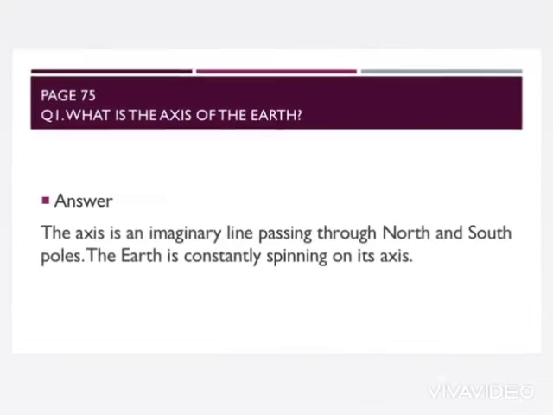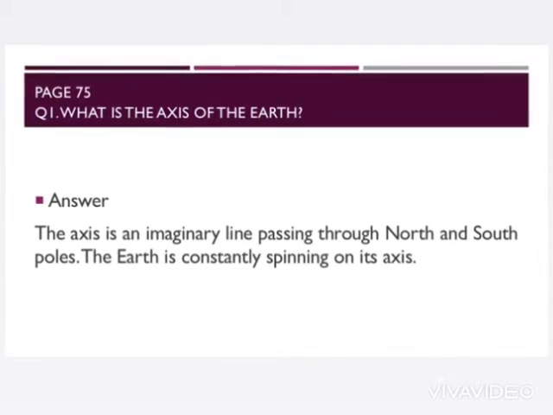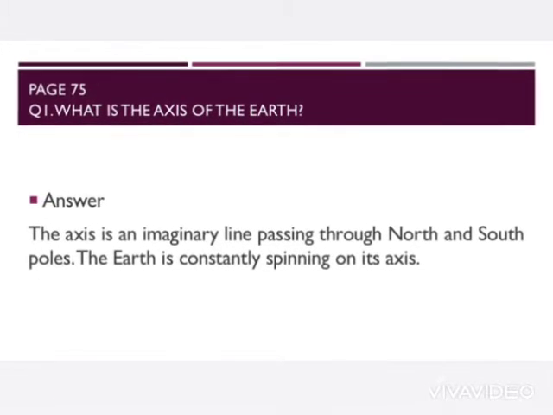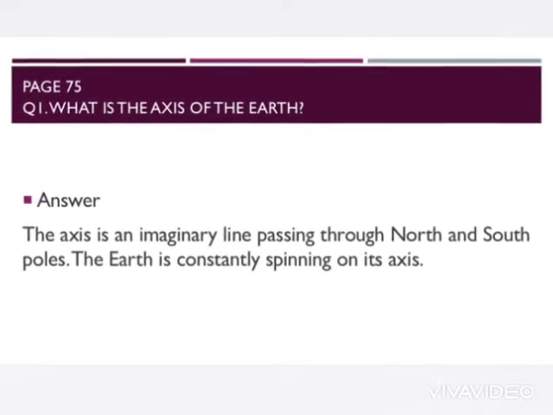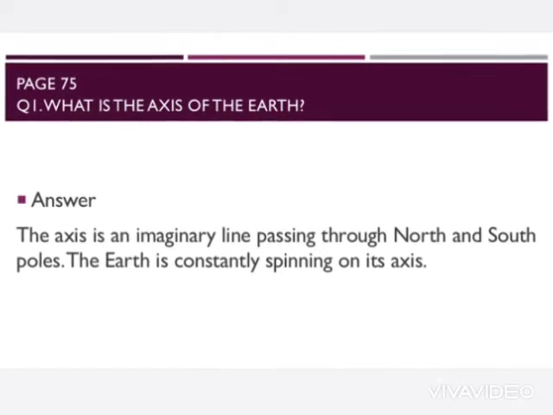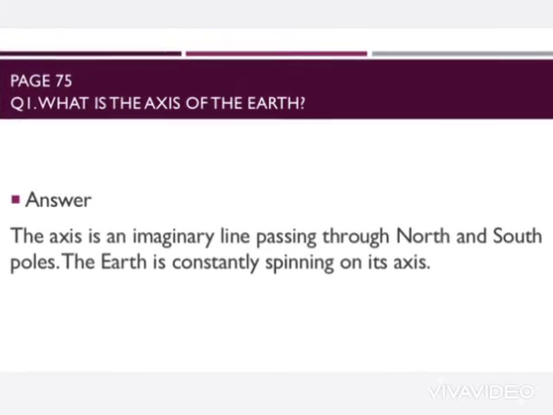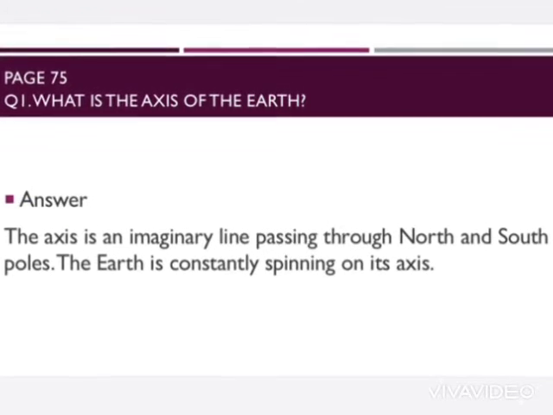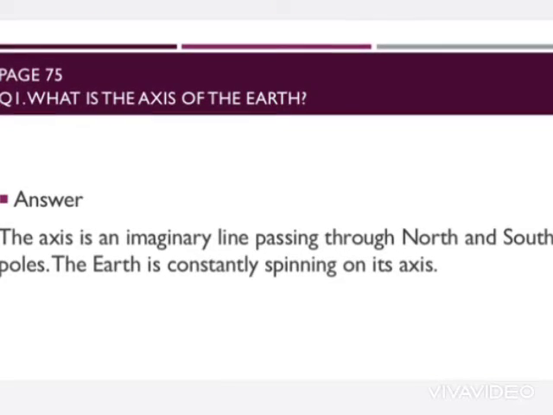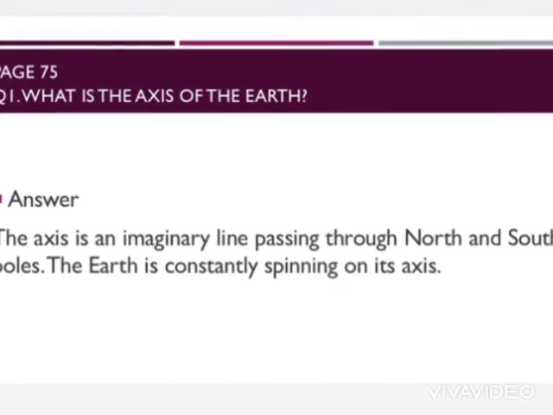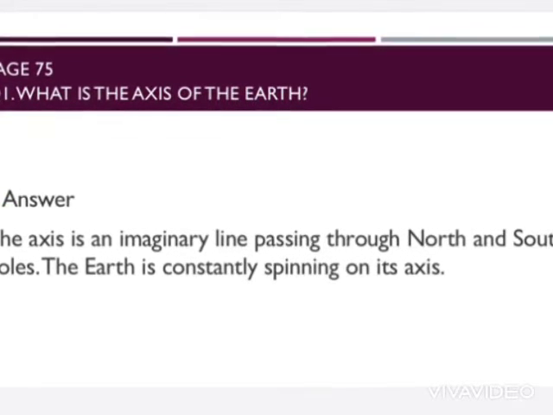Starting with question number 1, what is the axis of the earth? And the answer is, axis is an imaginary line passing through the north and south poles. The earth is constantly spinning on its axis. I know you all have done these questions. I am just uploading them again so that you can complete your work if there is any question missing in your notebooks.